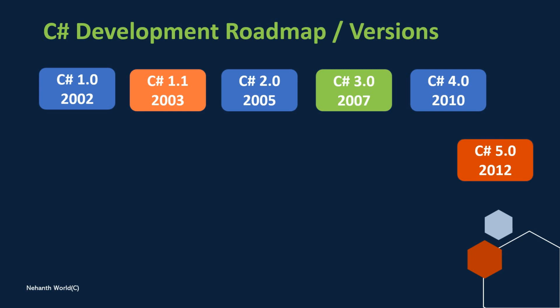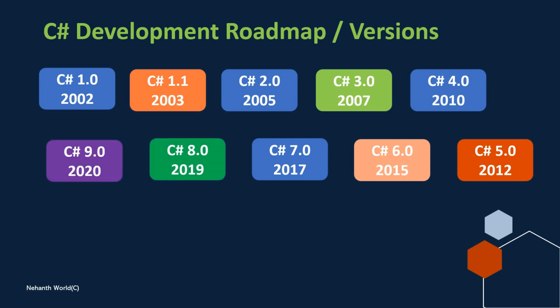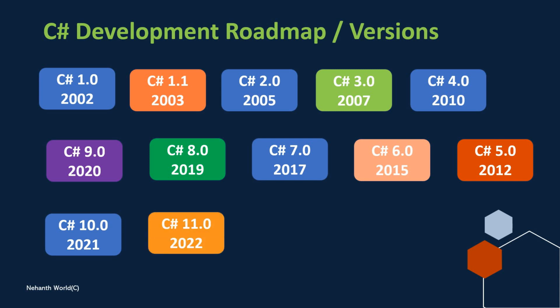2010, and 5.0 was released in 2012, 6.0 in 2015, 7.0 in 2017, and 8.0 in 2019, and 9.0 in 2020, 10.0 in 2021, and 11.0 in 2022. 12.0 was released in 2023. That's the latest version of C#.NET we are going to discuss in this tutorial.